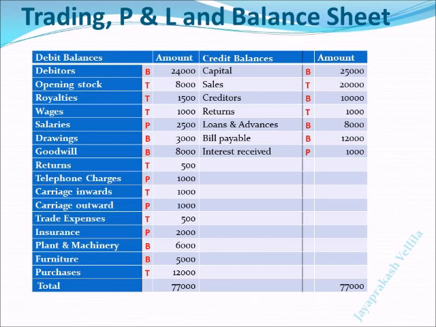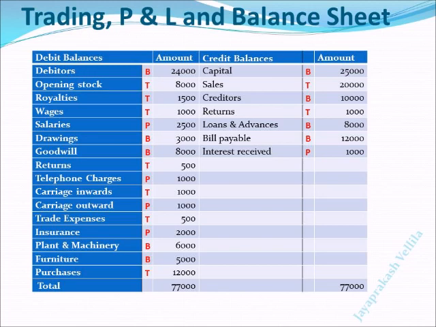Capital on the balance sheet. Sales always keep in the trading account. Creditors balance sheet. Returns on the credit side is purchase returns. It also comes on the trading account. Loans and advances, the liability comes on the balance sheet. Bills payable is also a liability, goes to the balance sheet. Interest received is an indirect income which goes to the profit and loss account.